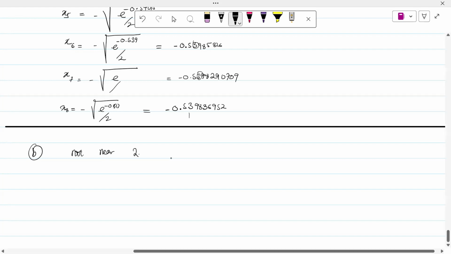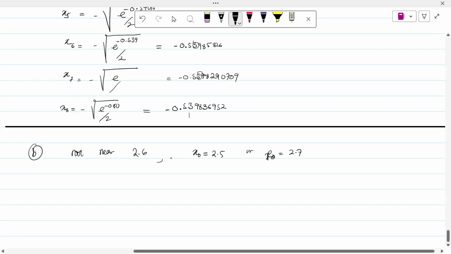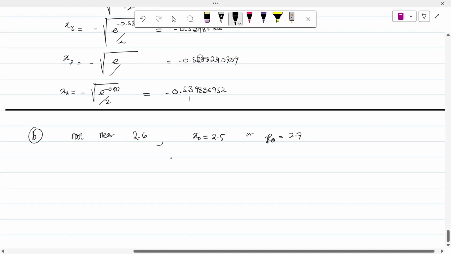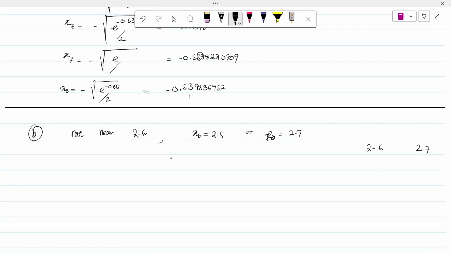Near 2.6. Okay. So we show that we do not converge to this root, even though values near the root, such as x naught, so given the initial values here, 2.5 or p naught equal 2.7. This is x naught also, p naught. 2.7 are used to begin the iteration. Let's see. So look, now there is a root near 2.6, right? So it's like the root is here, 2.6. This side we picked 2.7. This side we picked what?